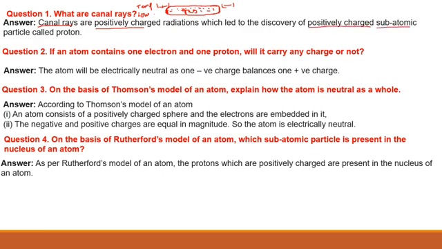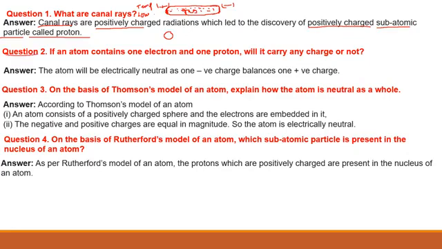Why am I calling it a subatomic particle? Because we know that the atom is the basic structural unit of any element, and inside the atom there are still some things which are known as subatomic particles. Proton is one of them, then electron and neutron.